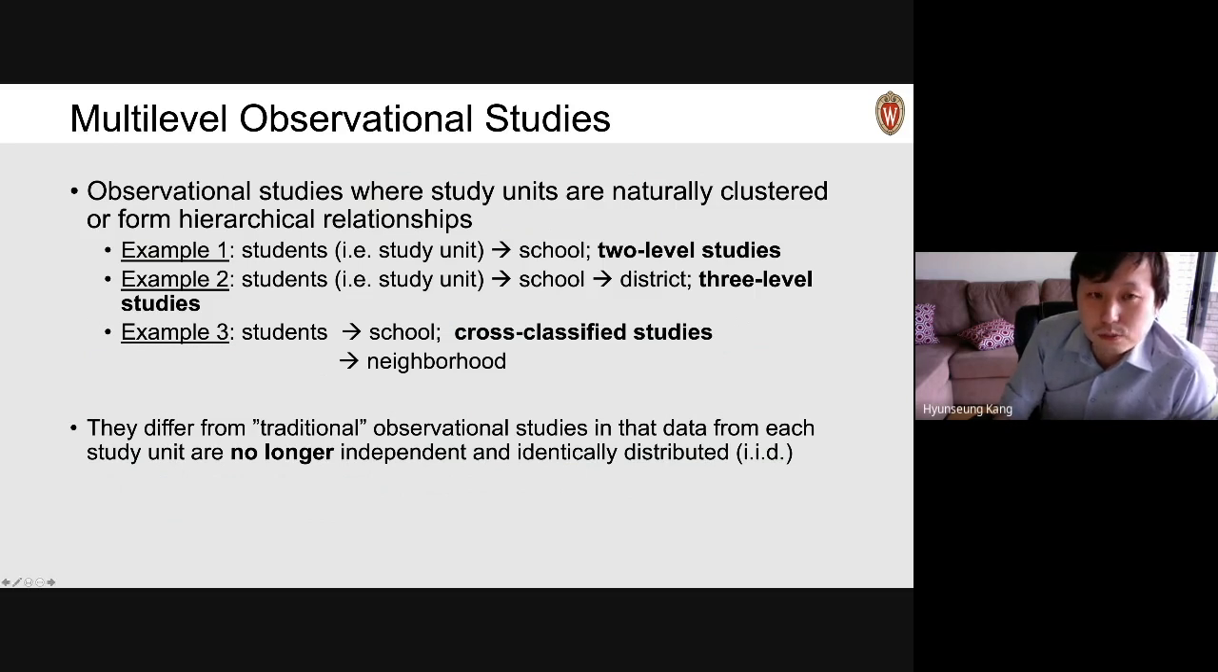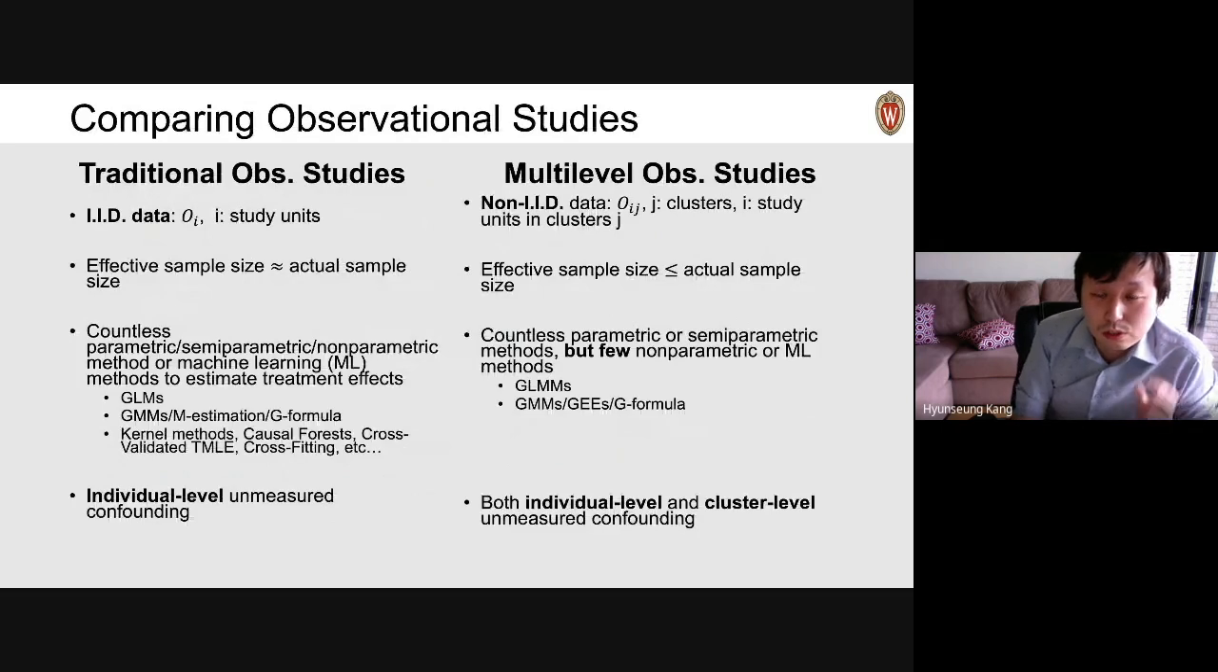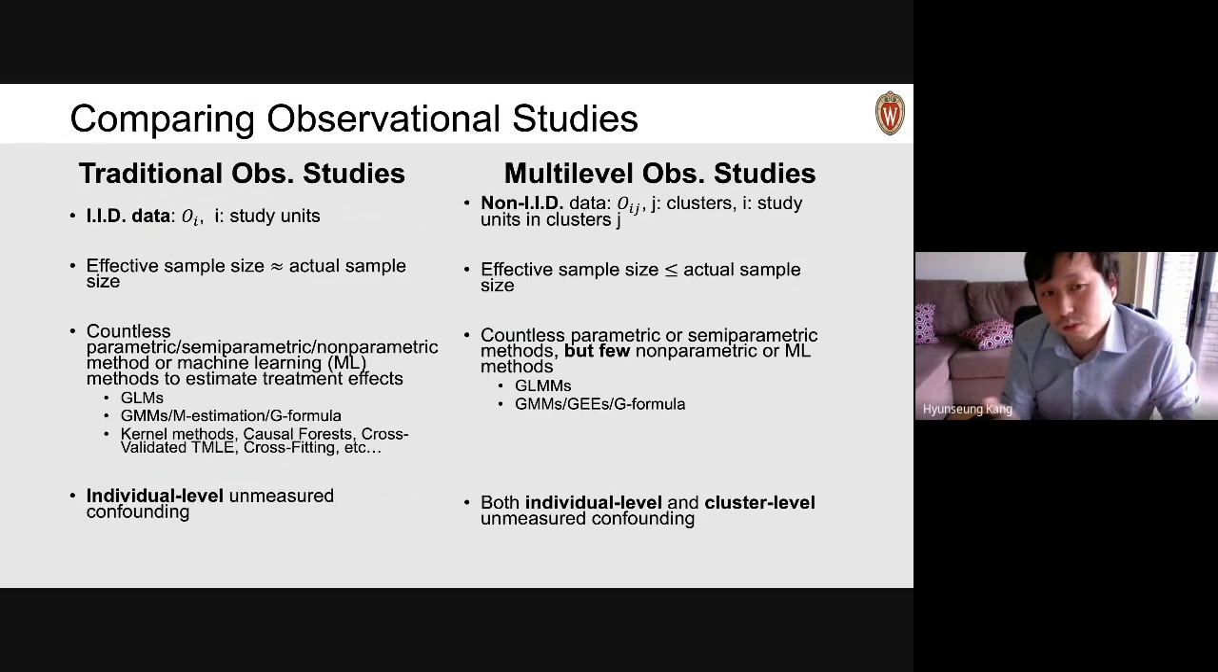Now, the key difference between multi-level observational studies and traditional observational studies is that the study units, in the example of students, are no longer i.i.d. and they have a dependence between students.